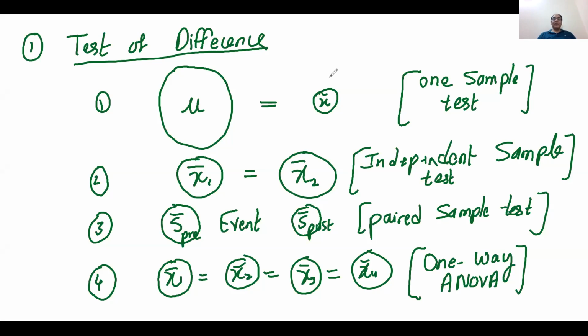Now let me tell you one thing. In all the cases, what we are comparing? We are comparing the mean: the population mean with the sample mean, sample 1 mean with sample 2 mean, the pre mean with the post mean, and the mean of the different groups, right? So this is the case which we are going to do.